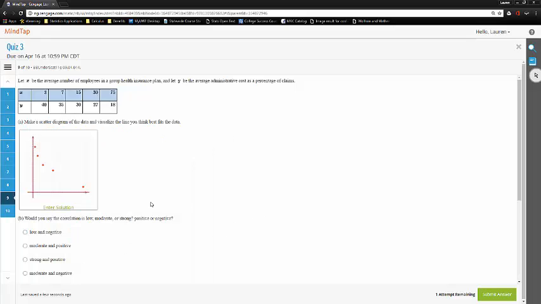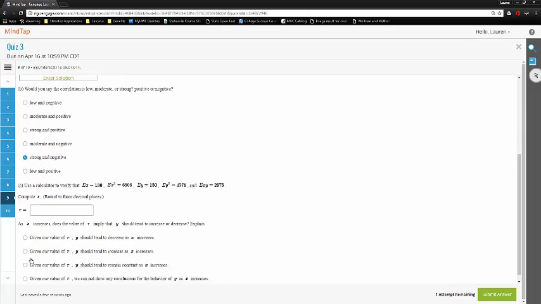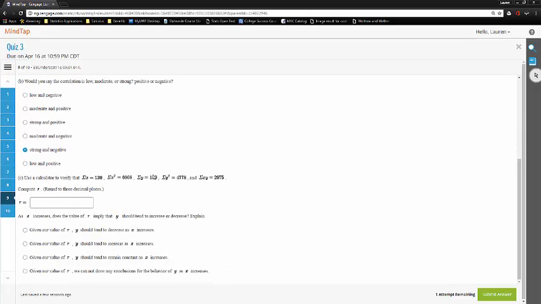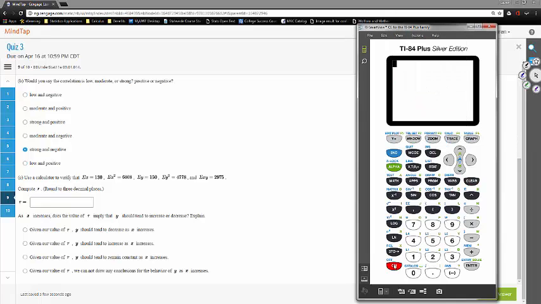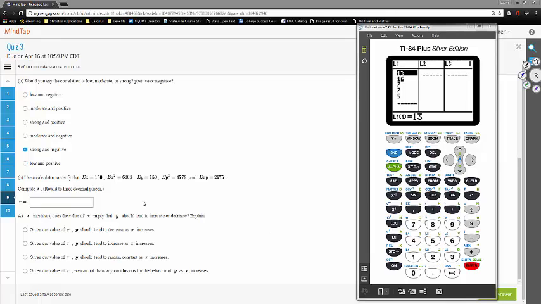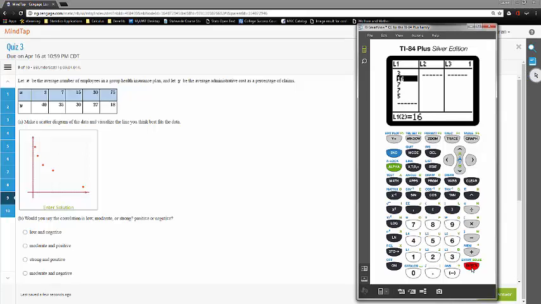I can move on. The correlation appears to be pretty strong and negative just from the graph. Now we can verify these values to calculate R, or we can use the calculator to calculate R. So I'd like to do that a little more efficiently. I need to enter the data into the list. List 1 are the X values, that's 3, 7, 15, 30, and 75.